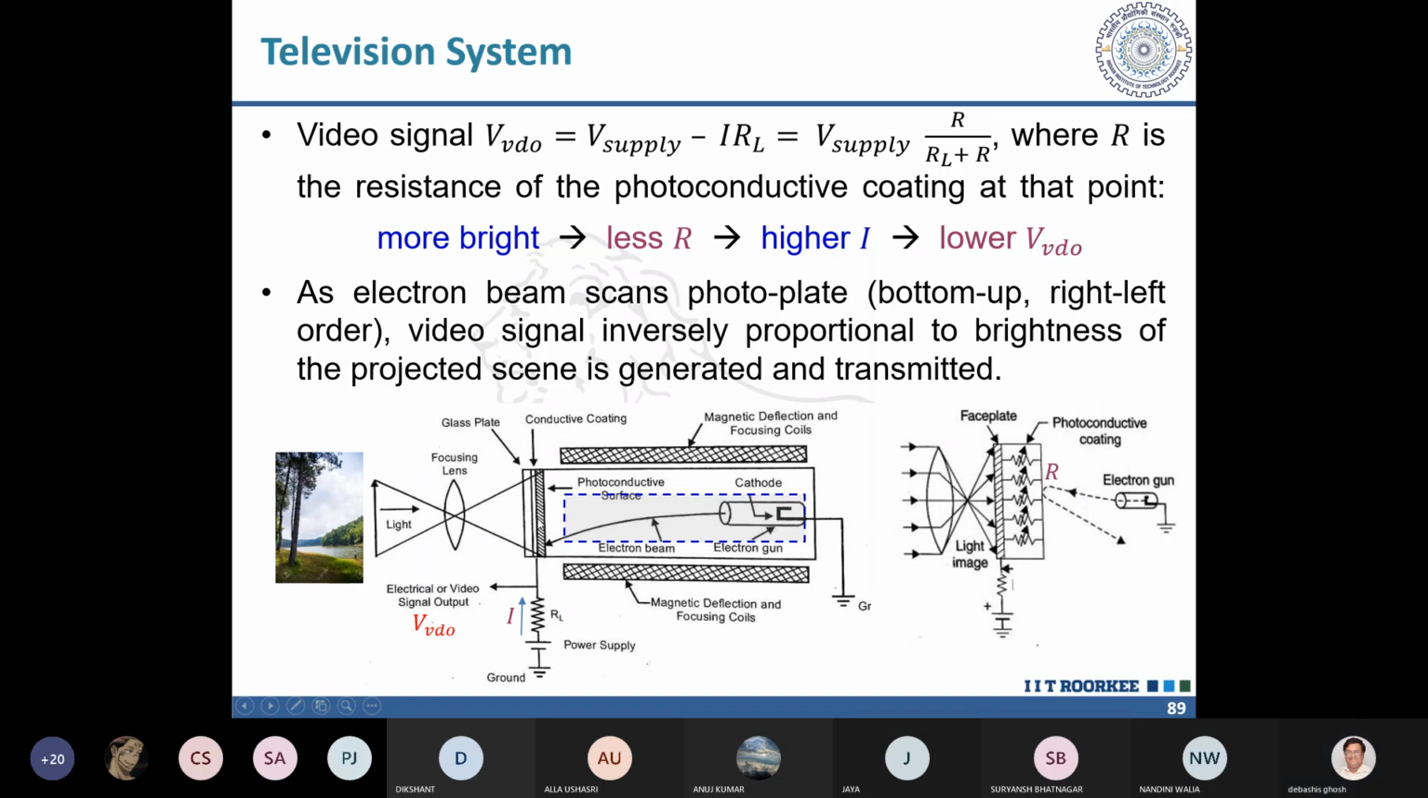Okay. What it will do is that the electron beam, it is written here, an electron beam scans the photoplate. The photoplate will be scanned from the bottom to up. It will continuously keep on scanning, in right to left order. Why? Because this image actually will be formed inverted. Okay, the image will be formed inverted.